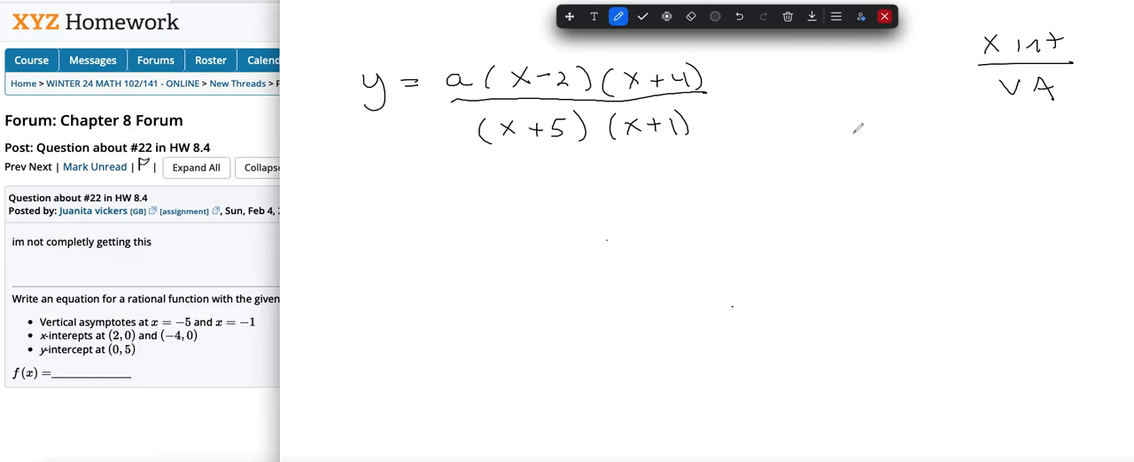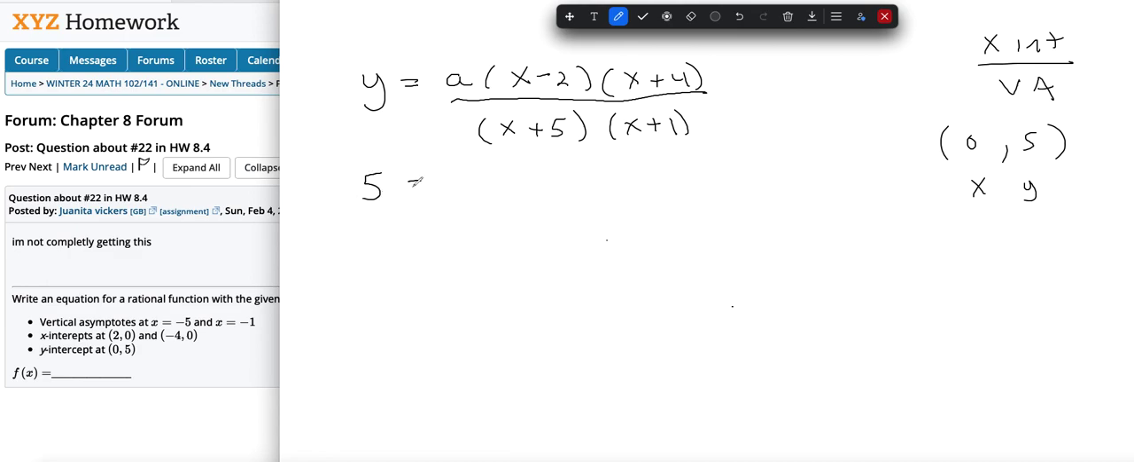So I know that I have a y-intercept at (0, 5). It doesn't have to be a y-intercept, it just has to be a point that satisfies this equation. This is just a nice one. What that does is it gives me an x and a y, so I can plug in for all these x's and the y, and that's going to let me solve for the stretch in front. So let's see where it goes.